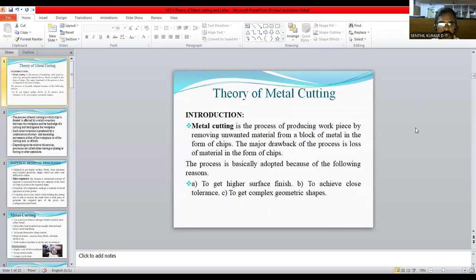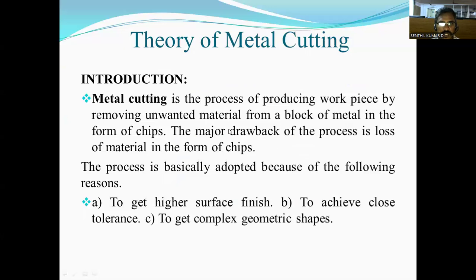Actually, what is theory of metal cutting? Metal cutting is the process of producing workpiece by removing unwanted material from a block of metal in the form of chips. The major drawback of the process is the loss of material in the form of chips. The process is basically adopted because of the following reasons: to get higher surface finish, to achieve close tolerance, and to get complex geometrical shapes.